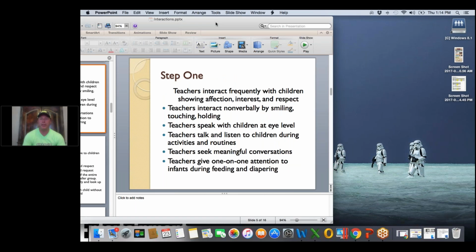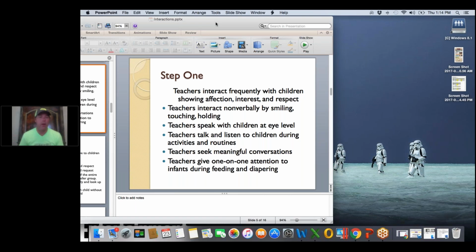Step number 1 right here is that teachers interact frequently with children, showing affection, interest, and respect. This is something that's ongoing throughout the classroom. I would even post this somewhere in your classroom as a reminder that our interactions are not just verbal, but also nonverbal. Actually, 93% of our communication is the tone of voice and the body language. Only 7% of communication is the words that come out of our mouth. So when we talk about teachers interacting non-verbally by smiling, touching, and holding, this is 93% of the job right here.